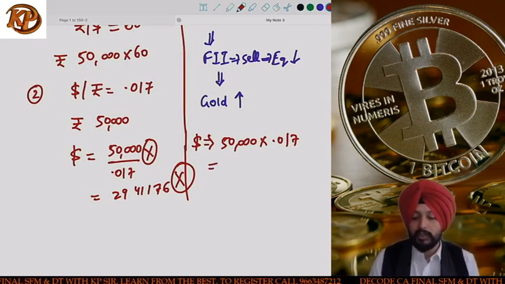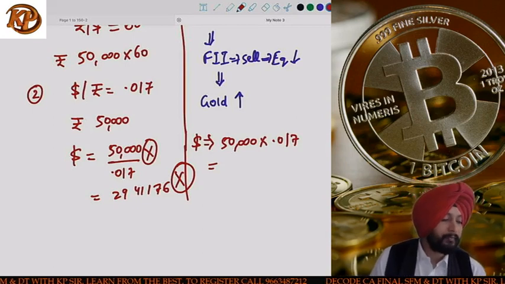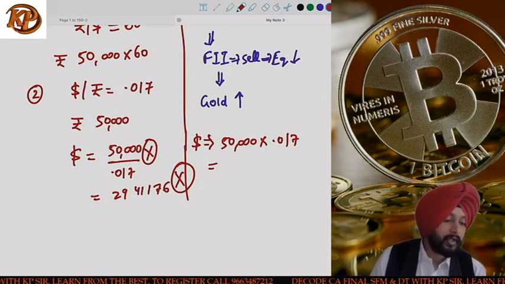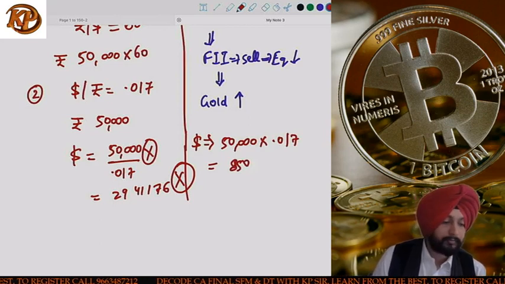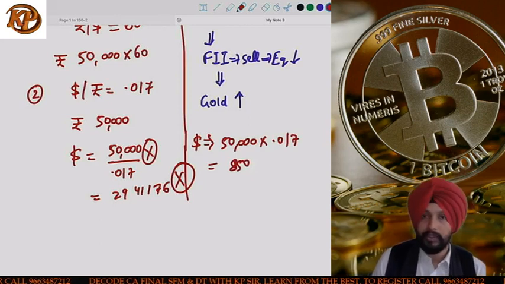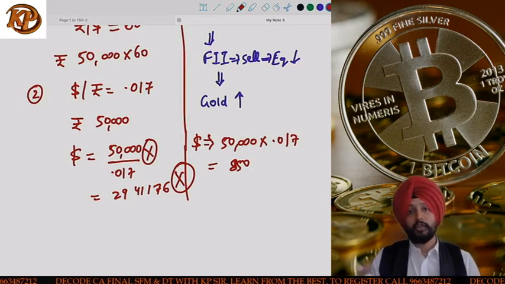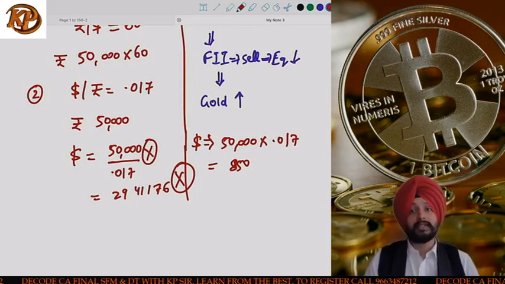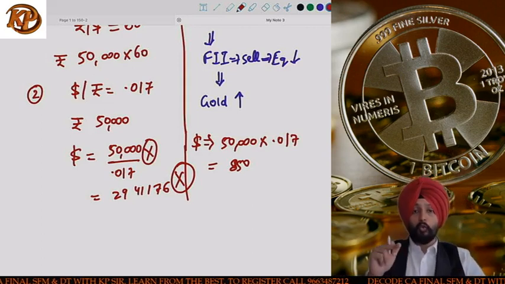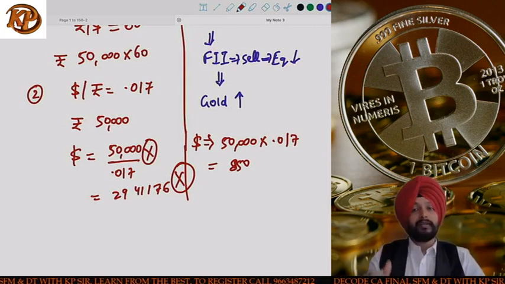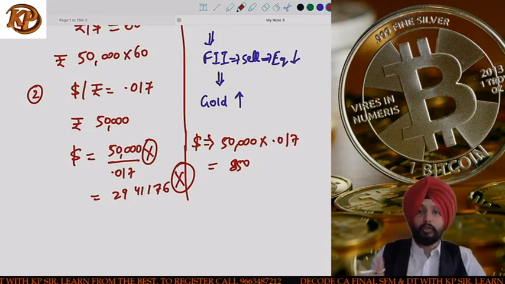So if I do 50,000 into 0.017, let's do that and see how much we're getting. 50,000 into 0.017, then I'm getting $850. Yeah, now it seems correct. By giving 50,000 rupees, you will get only $850. That still sounds correct. So depending on what you intend to get, you can see whether you need to multiply or divide.